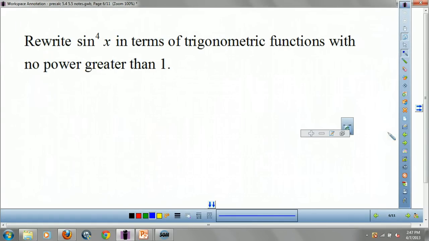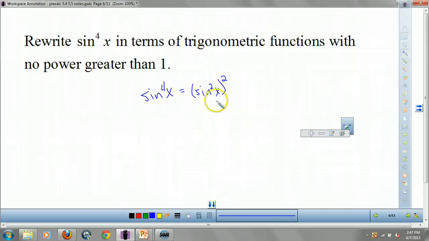Let's rewrite sine to the 4th of x as trig functions with nothing greater than 1. So let's do this then. Sine to the 4th of x, well, isn't that the same thing as sine squared of x, squared? Why, yes, I think it is.